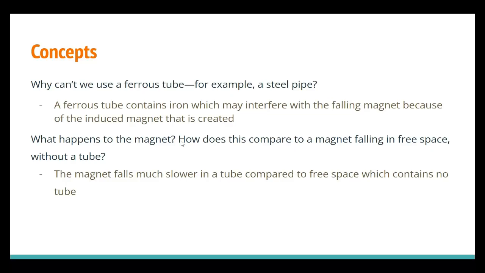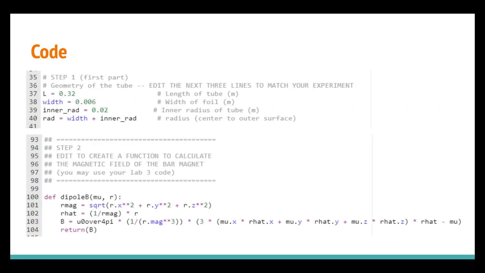And what happens to the magnet? How does it compare to a magnet falling in free space without a tube? As I mentioned before, with the braking occurring, the magnet falls much slower in a tube compared to free space, which contains no tube, because there's no braking occurring, so there's only gravity going downward.